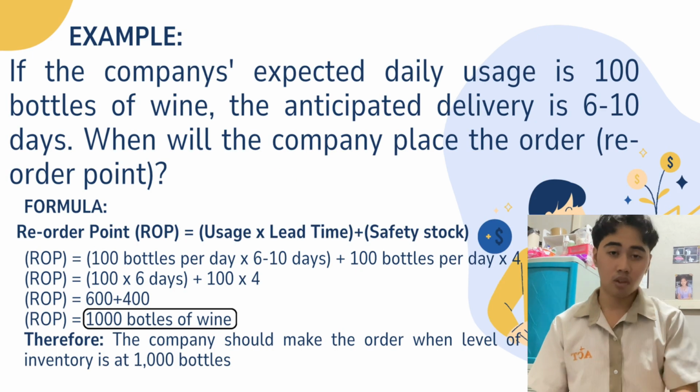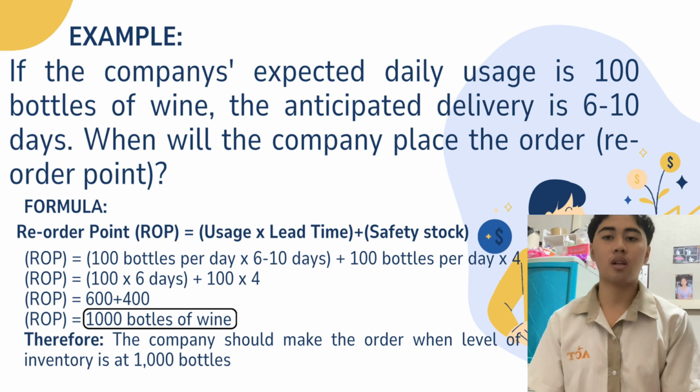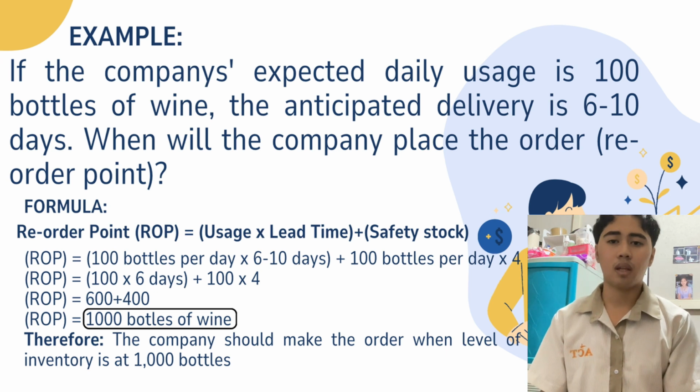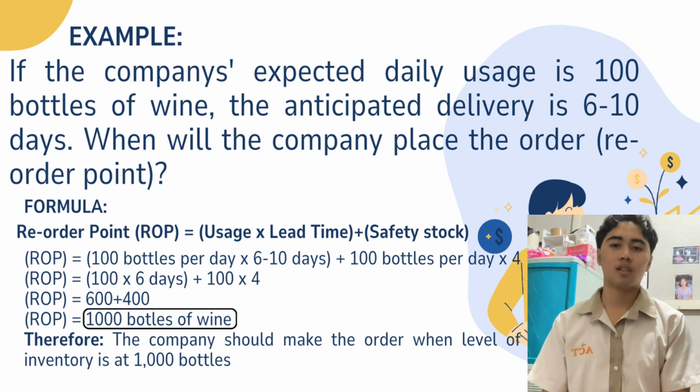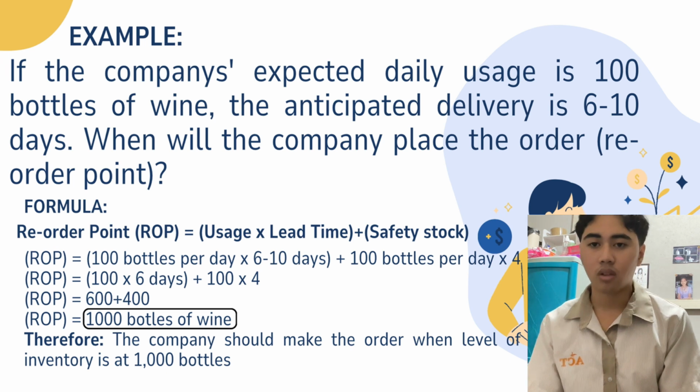So we have a simple example scenario here. If the company's expected daily usage is 100 bottles of wine, and the anticipated delivery is 6 to 10 days, when will the company place the reorder point? So let's substitute this problem. The formula used is simple: ROP equals usage times lead time plus safety stock. So let's substitute the problem.